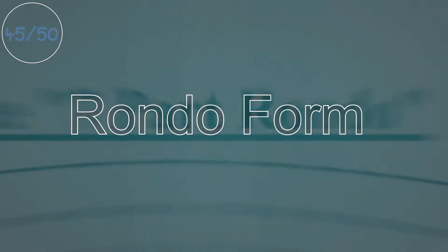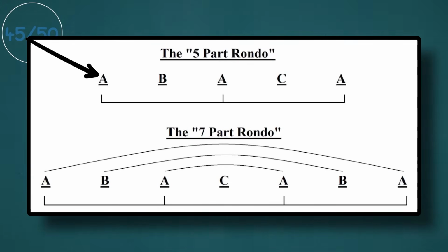A rondo form is a musical form where the main theme or section, called the refrain, or the A section, alternates with contrasting sections or themes called episodes. A, B, A, C, A, D, A, E, etc.